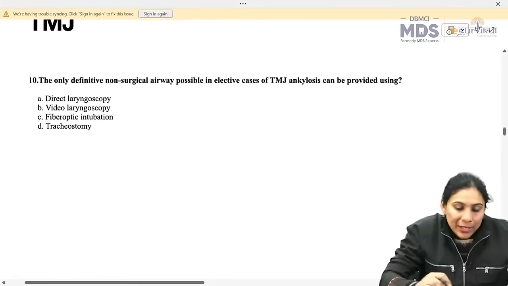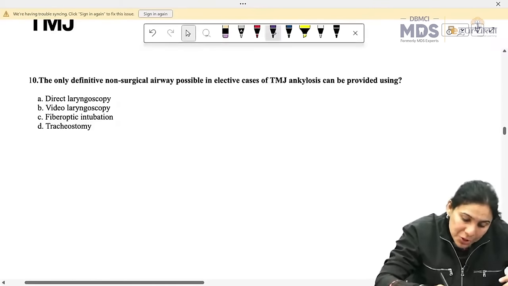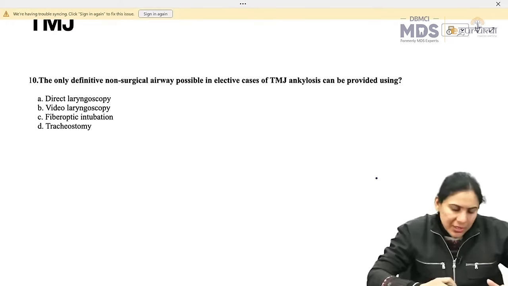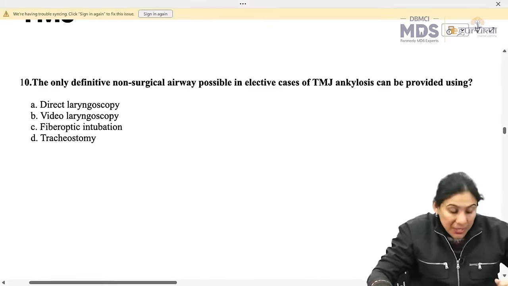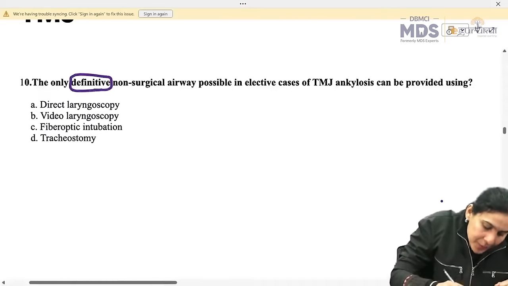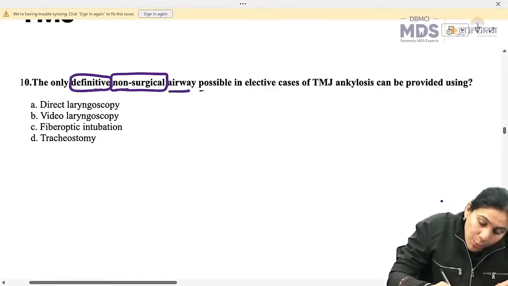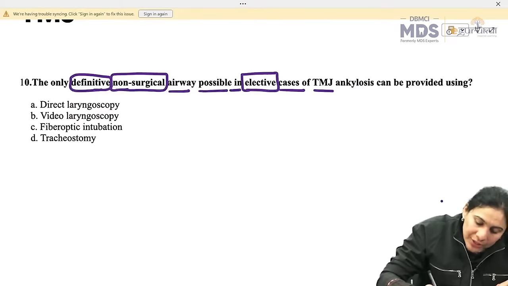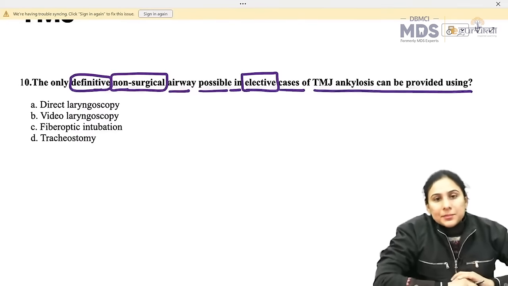Okay, so that brings us to the end of trauma. And trauma is over. Now we come to the temporomandibular joint. Again, just a tricky question in terms of use of words. Now give me the answer to question number 10. The only definitive non-surgical airway possible in elective cases of TMJ ankylosis can be provided using.